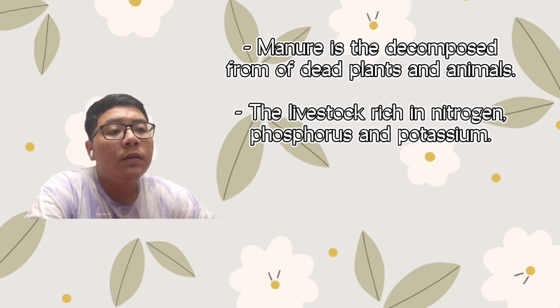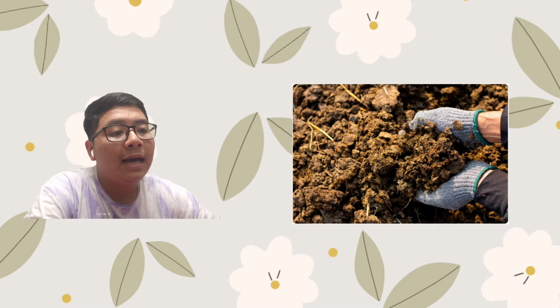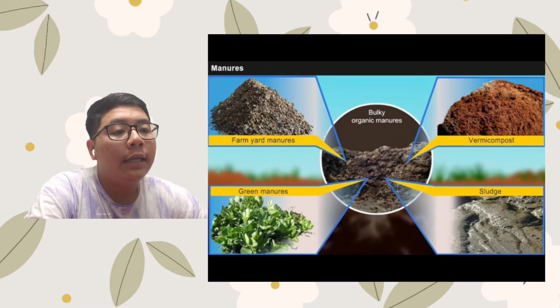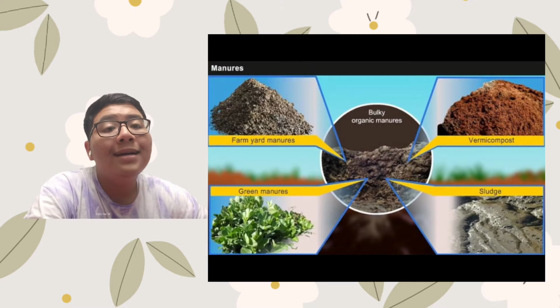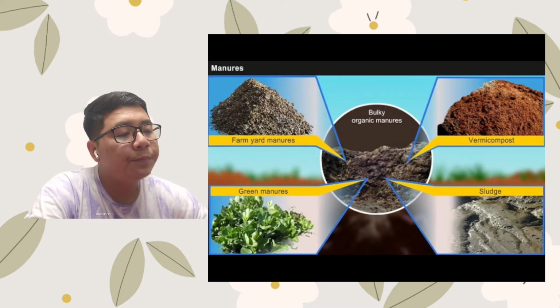The second one is that livestock manure is rich in nitrogen, phosphorus and potassium. Manure is highly rich in organic matter and humus and thus improves the soil fertility. These are better in the long run and do not cause any pollution. It is an available and renewable resource. Manure can be divided into farmyard manure, green manure and compost manure. So there are two ways to carry out this application.